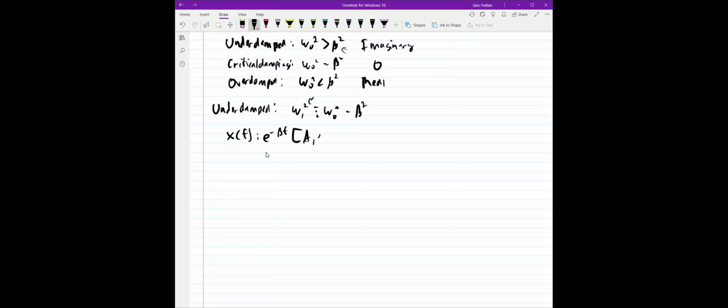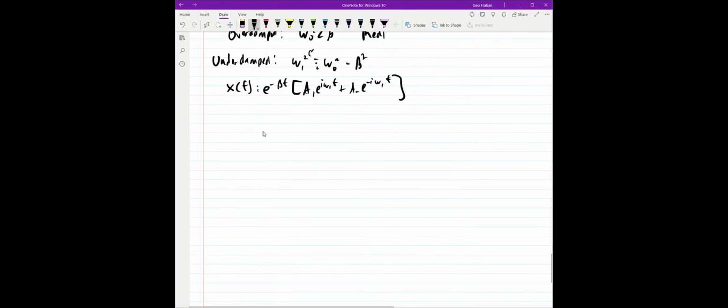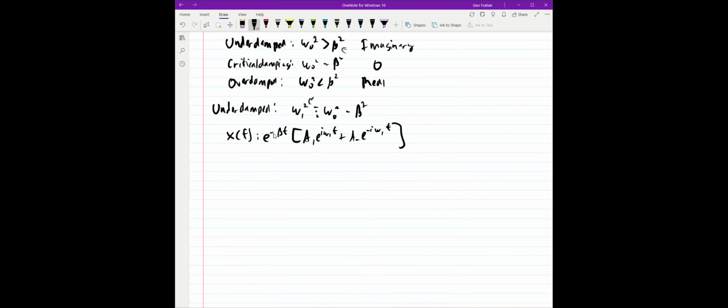again, a1 e to the i omega 1 t plus a2 e to the negative i omega 1 t, where the i comes from the fact that you have a negative root. And now this right here is actually just a cosine, if you look at the Euler decomposition. So x of t is equal to a e to the negative beta t cosine of omega 1 t minus delta. And that's why we like those imaginary exponentials, because it allows us to get back our cosines.